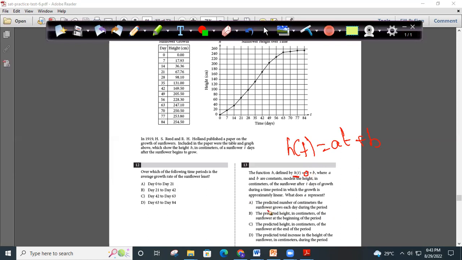The predicted number of centimeters the sunflower grows each day. What is the change in the height each day? So A for Agra is the perfect answer. The predicted height in centimeters of the sunflower at the beginning of the period: that would be B for Bangalore. If they ask what is the meaning of B, this is how you need to read the questions.